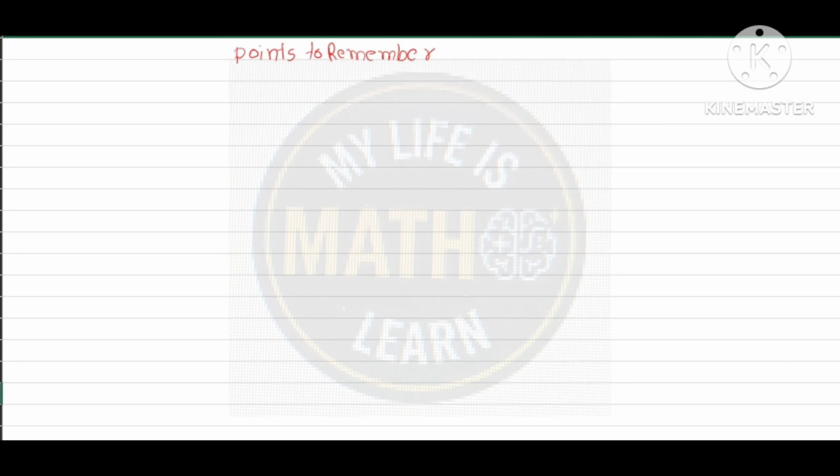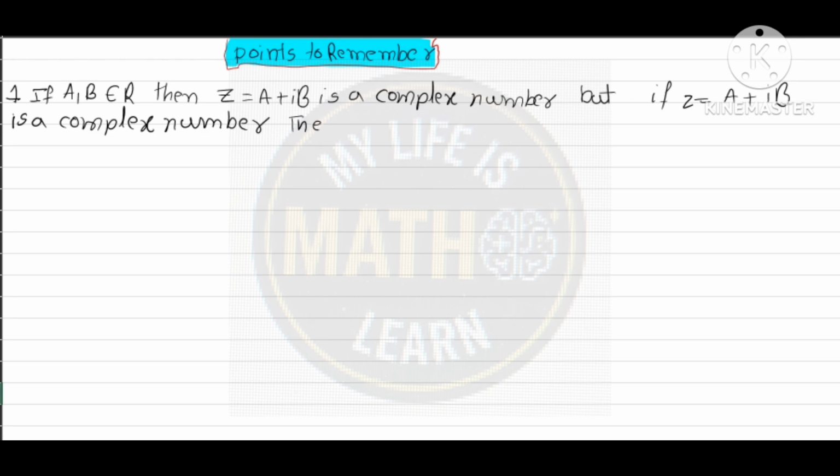Points to remember. Here are the most important points. If a comma b belongs to R, then Z equal to a plus ib is a complex number. But if Z is equal to a plus ib is a complex number, then it is not necessary that a comma b belongs to R.